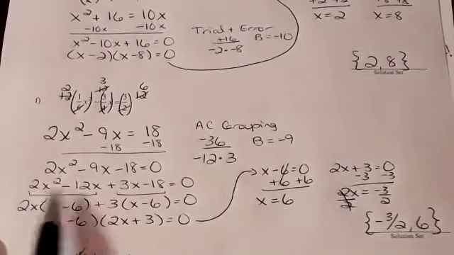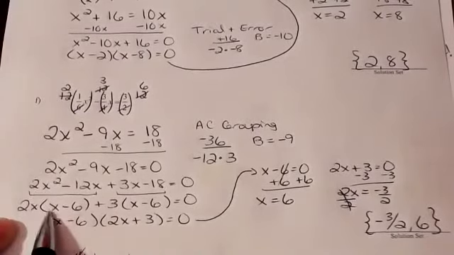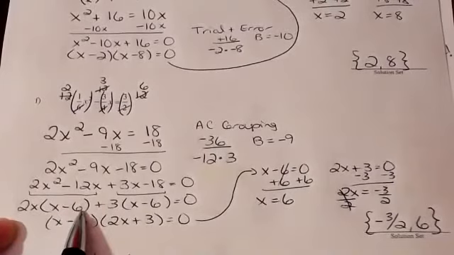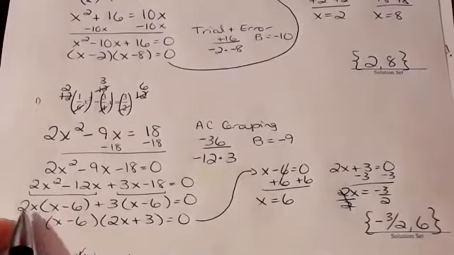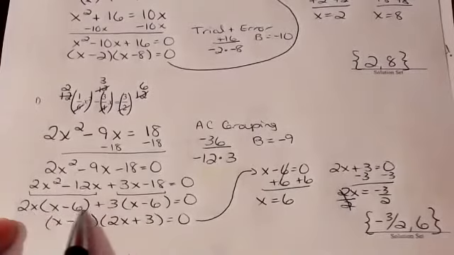And we have a common x. So I'm going to factor the 2x out, and that's what leaves me with x minus 6. So let's double check. 2x times x is 2x squared. 2x times negative 6 is negative 12x. So that's where that first piece comes from.